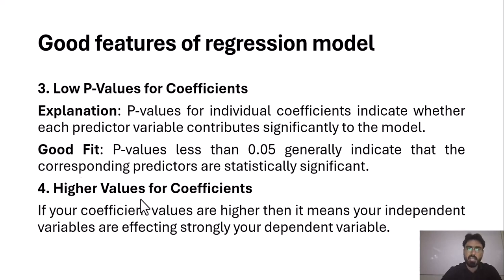And the next thing is higher values of the coefficients. It is very important for any economics model that your coefficient values should be higher. The higher the coefficient values, the more your independent variables are affecting your dependent variable. So it is also necessary for your economics model that your independent variables' coefficients are high. If your coefficient values are very low, it means that your independent variables are explaining very little of your dependent variable.